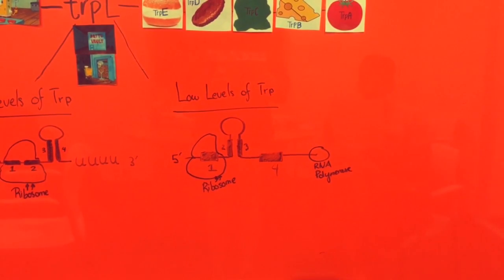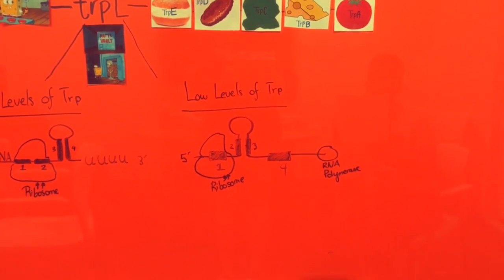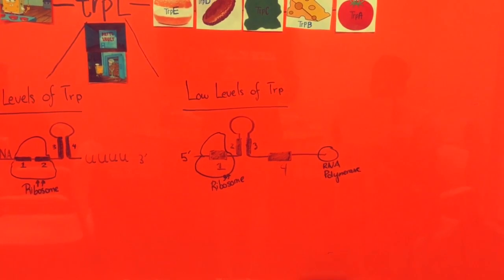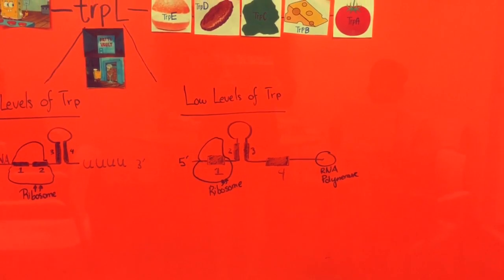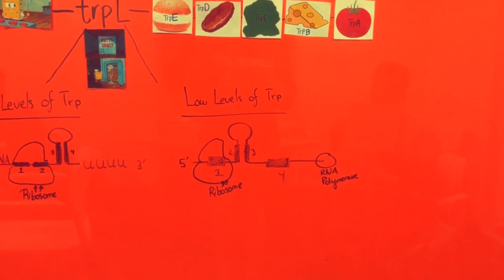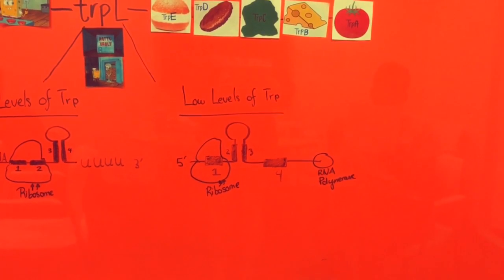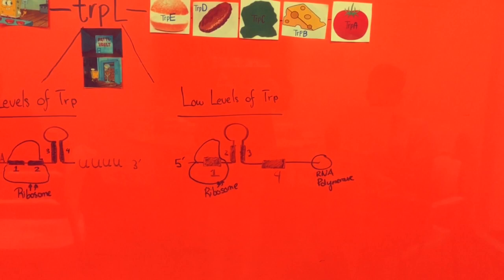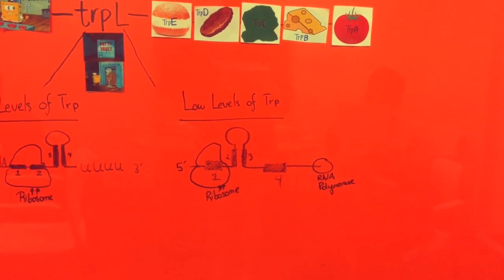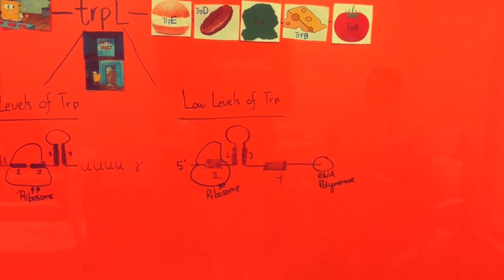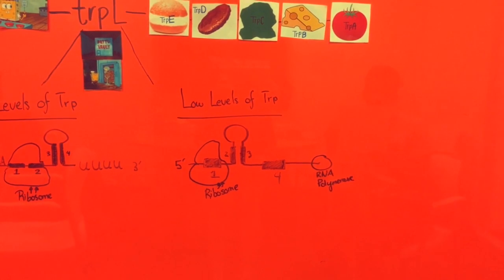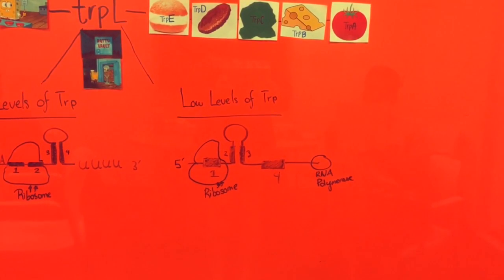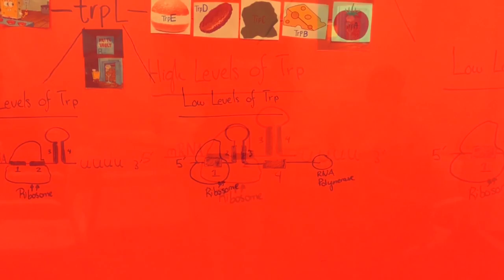So if tryptophan levels are low, then tryptophan tRNA levels are subsequently low. The ribosome has to pause at region 1 to wait for the trp codon to add tryptophan to the growing protein. Region 1 is then physically blocked from forming a loop with region 2, thus freeing region 2 to form a stem loop with region 3. Since the 3-4 stem loop did not form, the RNA polymerase continues to transcribe the biosynthesis genes.